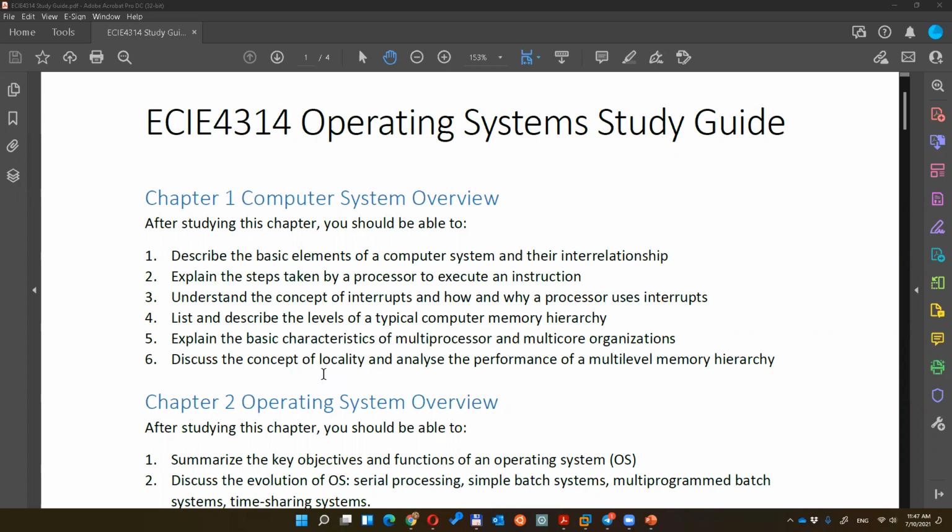So the first, number one, the basic elements of computers, as you know, the von Neumann machine. We have CPU, memory, and I/O, and then the bus to interconnect all three components. And explain the steps taken by the processor to execute an instruction. Basically, it is fetch and execute. So you fetch the command and then execute.